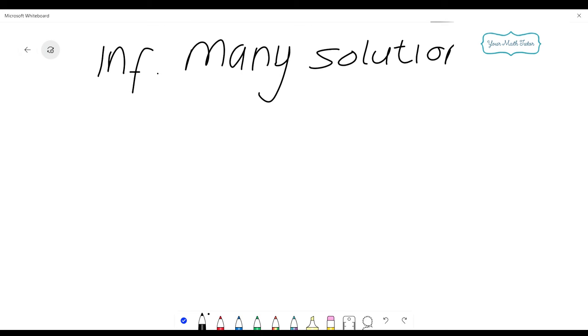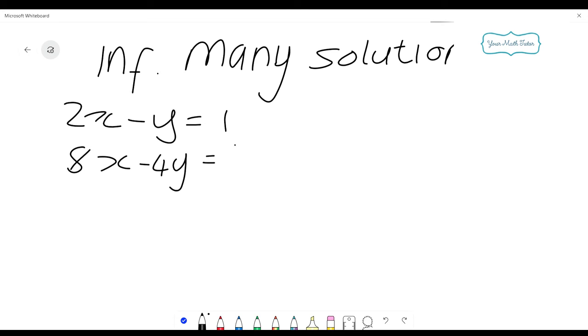Now let's look at a system with the possibility of infinitely many solutions. Say we have a system of linear equations of 2x minus y is equal to 1, and then we have 8x minus 4y equal to 4. So again, the same thing, we're going to solve for y in the second equation by eliminating x.